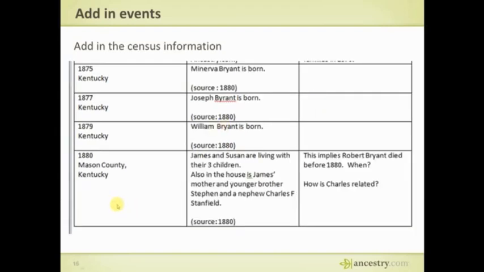I also enumerate the actual census event. James and Susan are living with their 3 children. Also in the house is James's mother and younger brother, Stephen, and a nephew, Charles F. Stanfield. So over here in my to-dos and comments, this implies Robert Bryant died before 1880. When? So this is something to go investigate. Was he in the 1870 census? I have to go track that down. Were there death certificates that I can find? And who is Charles Stanfield? How is he related? Is that related to the Civil War? Where are his parents? Is he just living to help out with this family? Another thing to go solve.